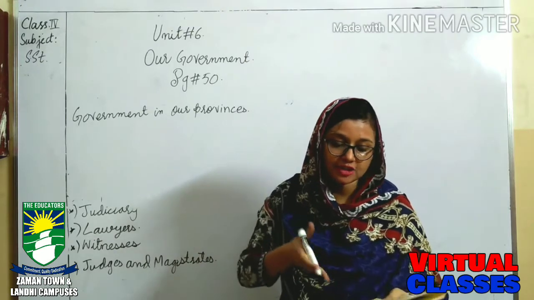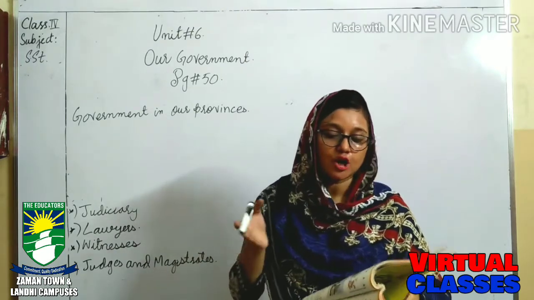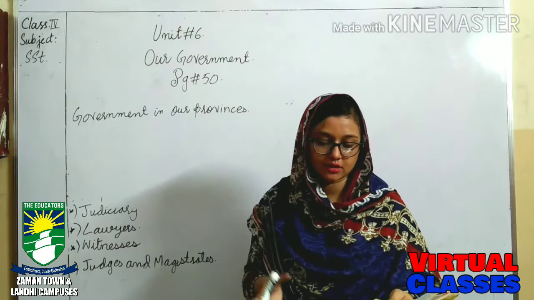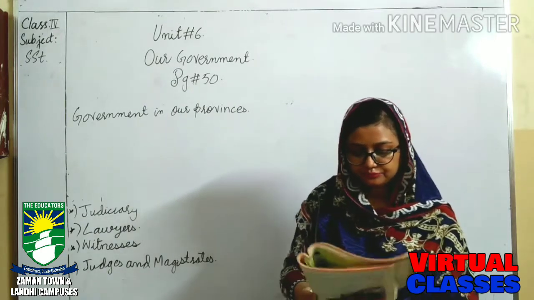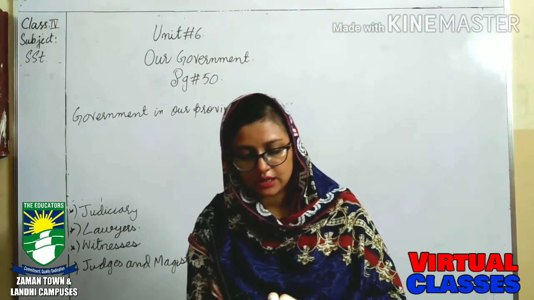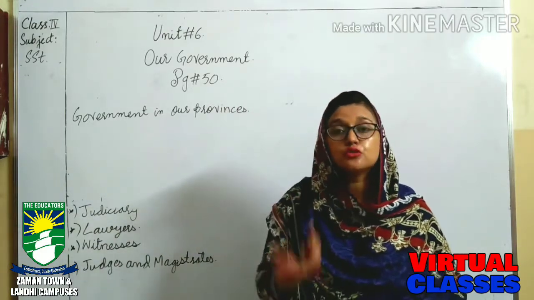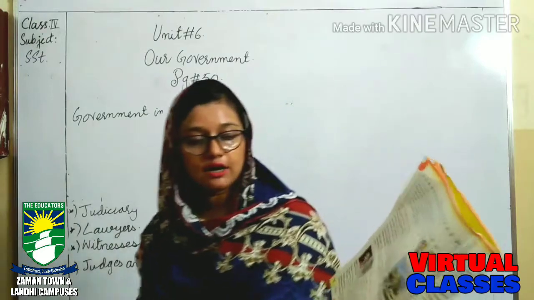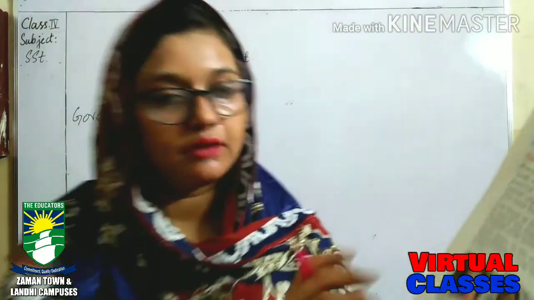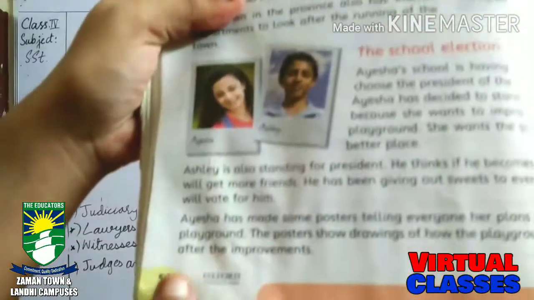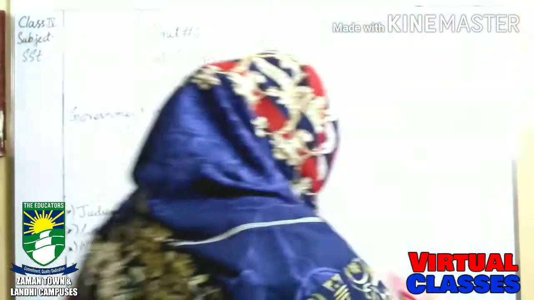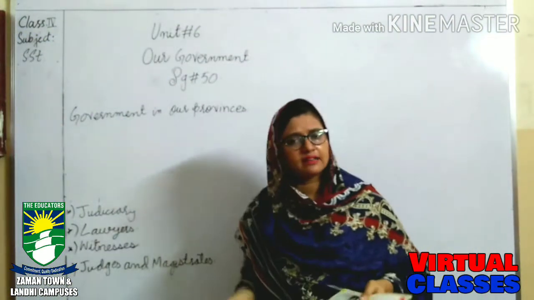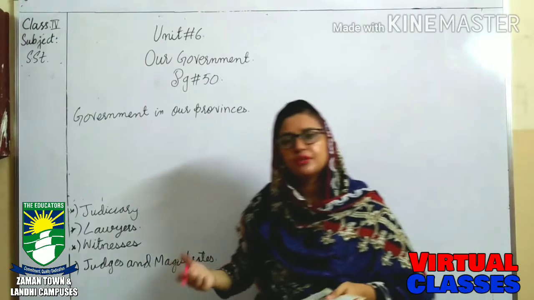Each town in the province also has a smaller department to look after the running of the town. For example, you can see an example of two children or two students in the book, on page number 54, the school election story. For example, I am just telling the story of two students. One is named Aisha and another, any name you can give, Samia.